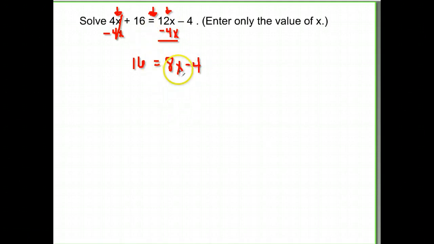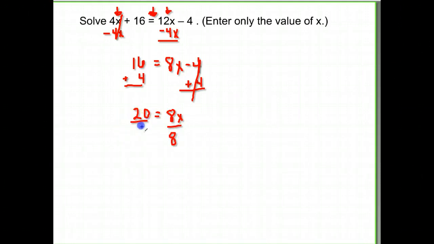Now that I have the x's on the same side, I need to move everything else the other direction because I want the x to be alone. So here I have a minus 4. Again, to move, you do the opposite. The opposite of subtracting 4 is to add 4. And again, as long as you do it on both sides, you keep your equation balanced and you're fine. Here we have 16 plus 4 is 20. To finish this up, we have 8x equals 20.